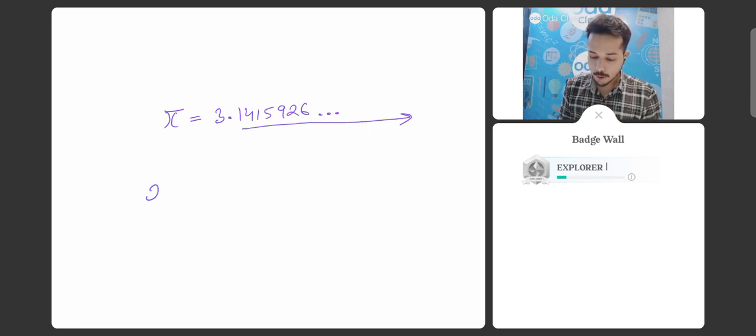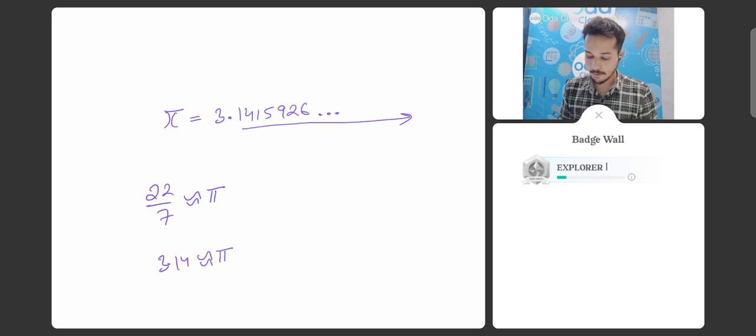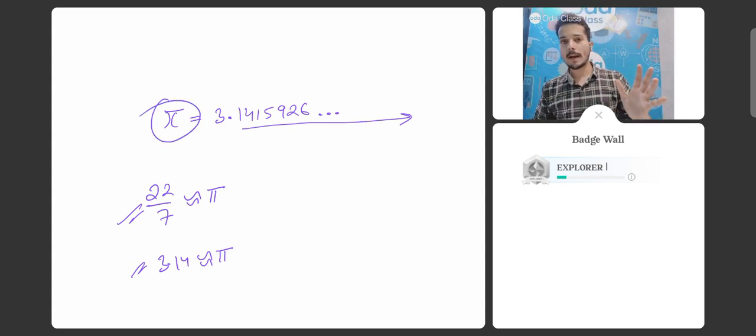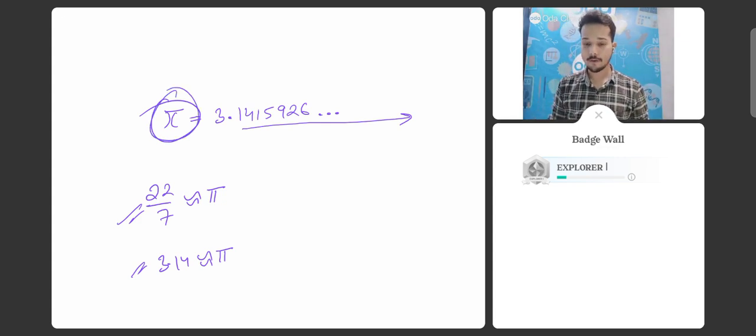But 22 by 7 is rational. This is an approximated value of pi, not the exact value of pi. 3.14 is also an approximated value of pi. So for calculation purposes, we use these approximated values, but pi itself is irrational. 22 by 7 is rational, 3.14 is rational. Pi is irrational.